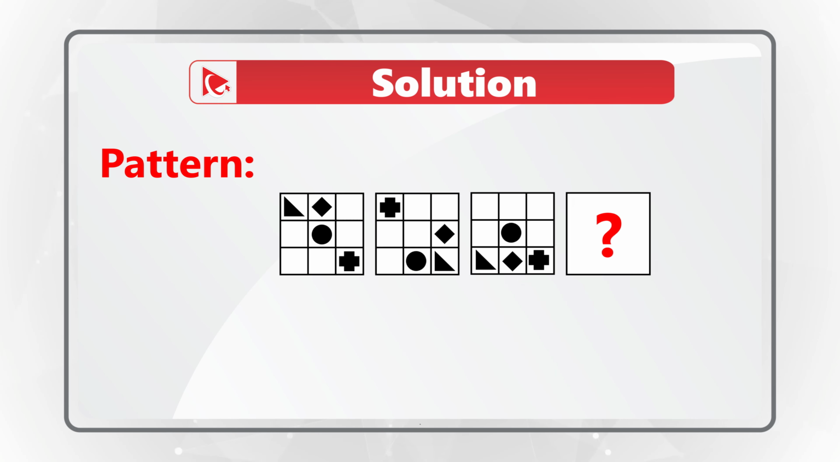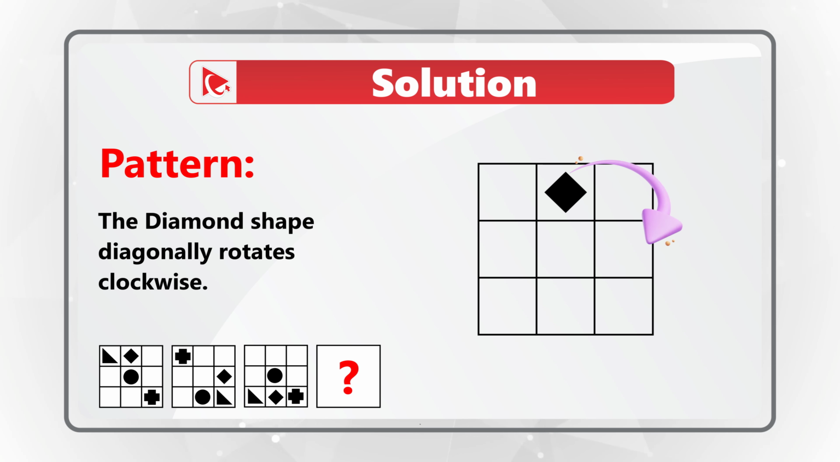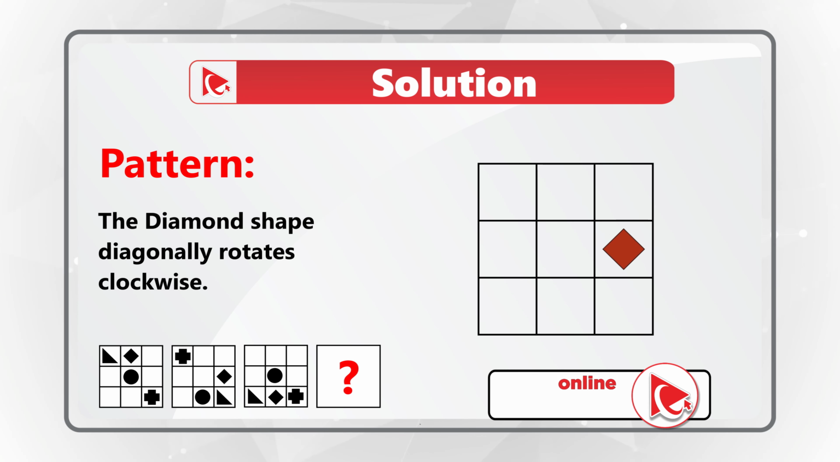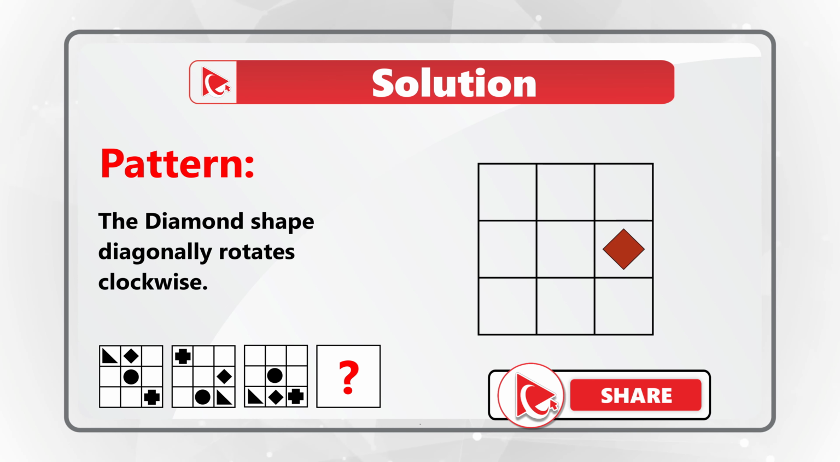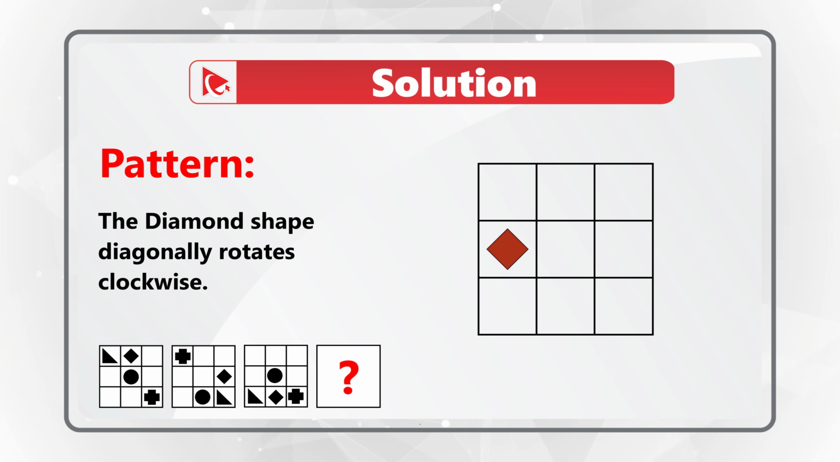In the first square, the diamond shape is in the upper middle section. In the next square, the diamond rotates 90 degrees clockwise, and now it is in the middle row to the right. In the next square, the diamond is in the middle column at the bottom. So we can correctly assume that in the 4th shape, the diamond would be in the middle row to the left.